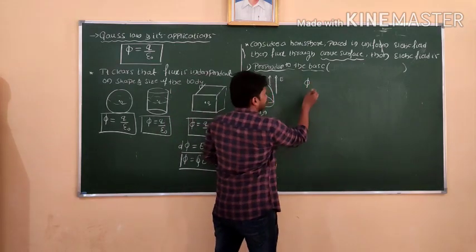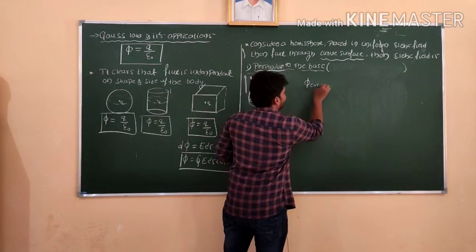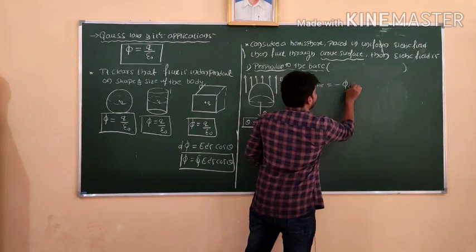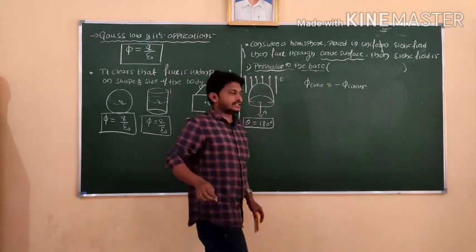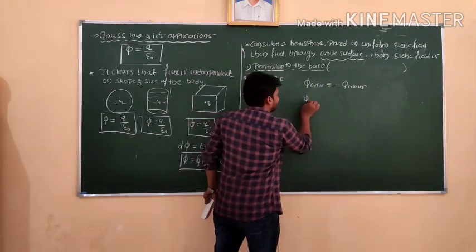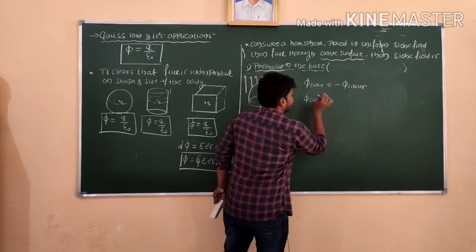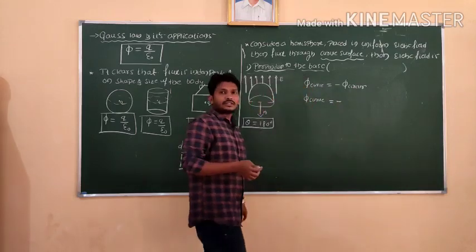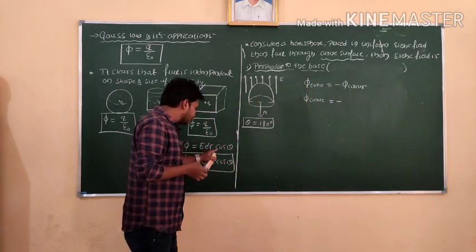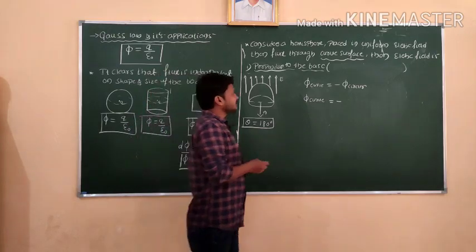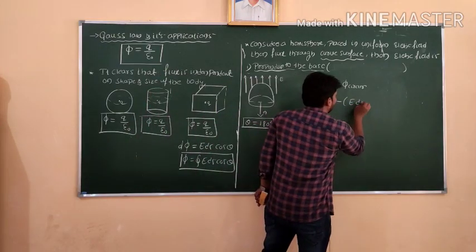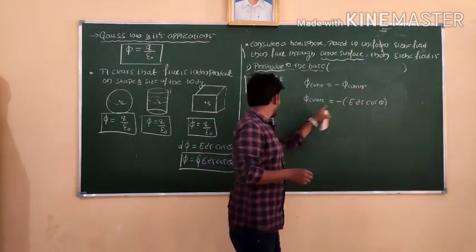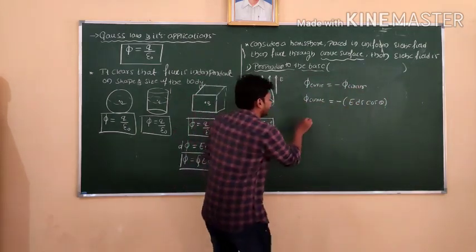So similarly, electric flux through the curved surface, shall I take directly as minus of electric flux through the circular face here? Electric flux through the curved surface is equal to minus of electric flux through the circular surface. For the circular surface, what is the formula here? E into dS cos theta. So theta value is how much? Theta value is 180 degrees here.